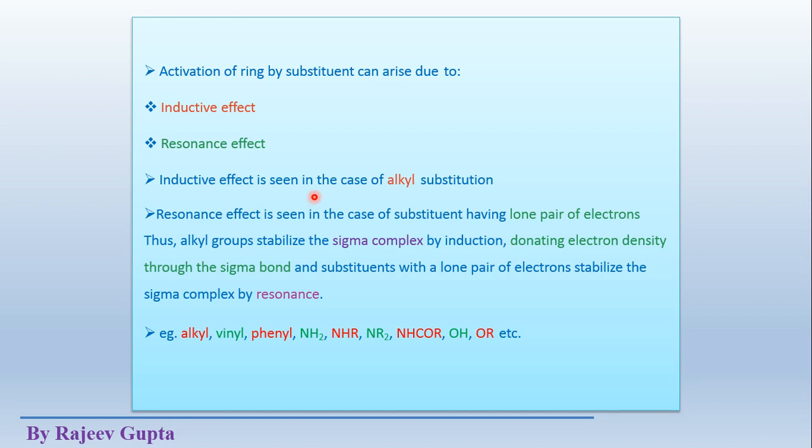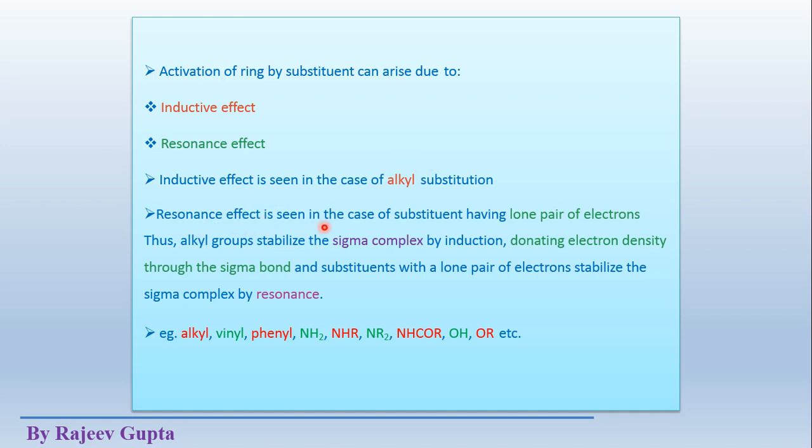Inductive effect is seen in the case of alkyl substitution. Suppose an alkyl group is present on a benzene ring or an aromatic ring. This alkyl group could be a methyl group, ethyl group, propyl, or isopropyl. These types of groups show a strong inductive effect. Because alkyl groups always show a plus I effect, they increase the electron density inside the ring and make it more reactive.